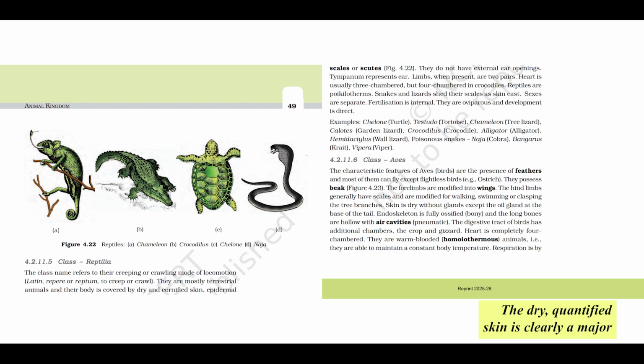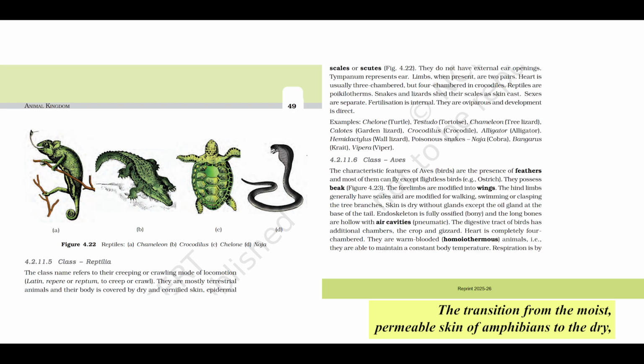The dry, cornified skin is clearly a major adaptation allowing reptiles to thrive on land. Comparing it directly to the moist skin of amphibians, how significant was this change in terms of evolutionary advancement, especially regarding water conservation and their overall success in terrestrial environments?